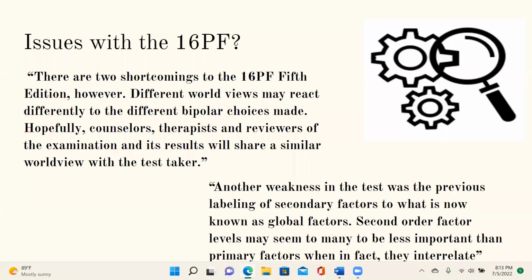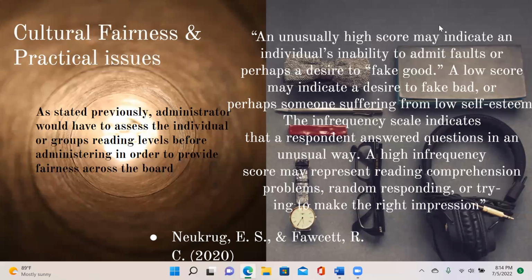An issue that I did run into with the 16 Personality Questionnaire was that different worldviews may react differently to the choices that are given, as well as the desire to fake good. Either too high a frequency of a score may represent reading comprehension problems or random responding, and it's just not accurate data.